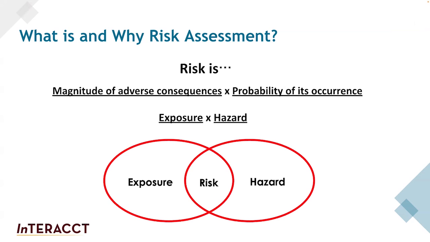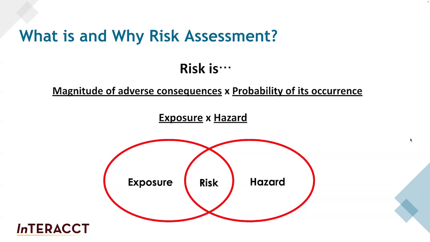Conversely, something that's highly likely to happen but has only minor consequences may still be acceptable or managed differently. As we go through the course, keep in mind that risk is always a function of both likelihood and severity. This understanding will help you make more informed decisions when assessing or controlling hazards in real-world settings.